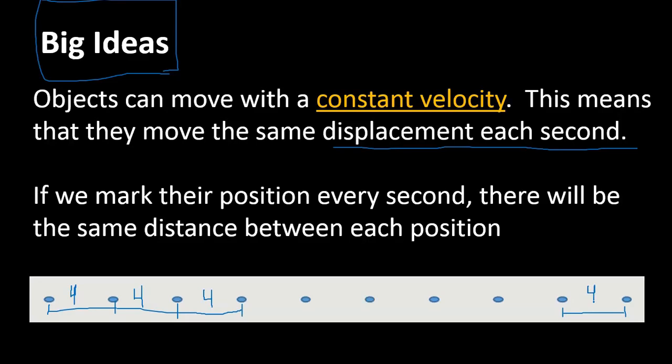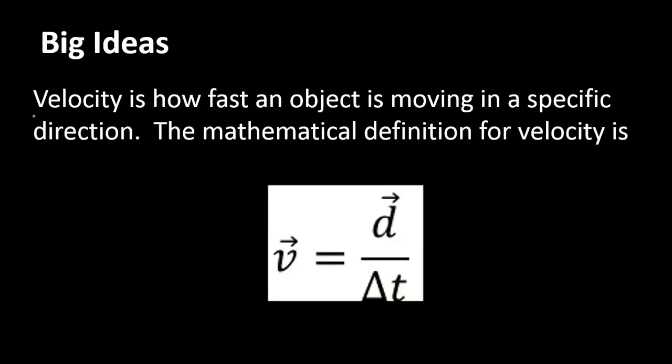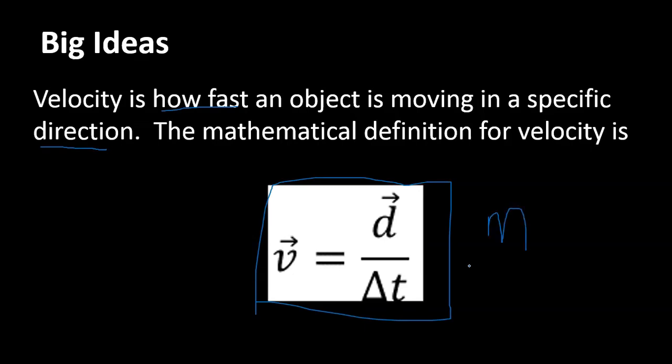The second big thing that we discuss is this idea of velocity. It's how fast an object is moving in a specific direction. We can find velocity by taking the displacement of an object divided by the time interval it took to do that displacement. Basically, how many meters it covers in how many seconds it took us to get there. Meters per second.